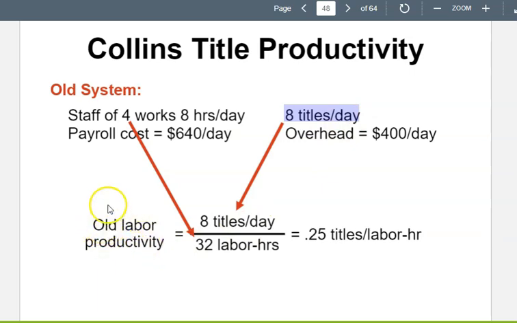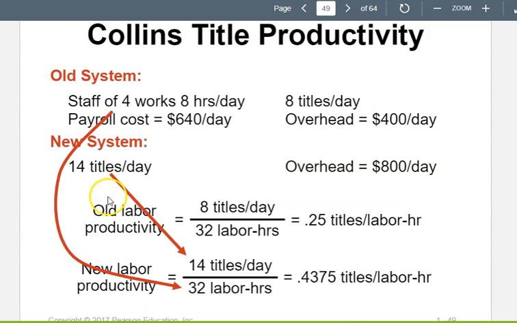Now let's say you want to improve this, and this time let's see what we have here. Let's say with the new system we managed to help our employees to produce 14 titles per day instead of 8. Now we have 14 in the numerator. We still have the same amount of labor hours, 32. We divide it, and you can see that there is an increase in the value of productivity.